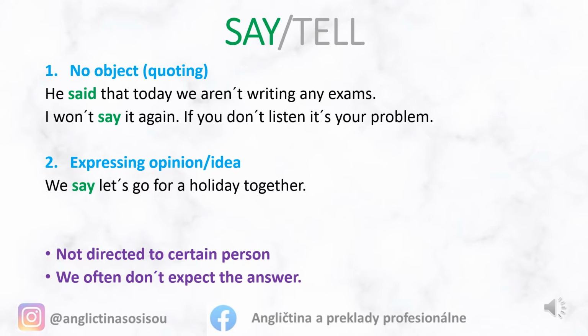So, in conclusion, when we use say, these sentences are not directed to a certain person, and we can say that we don't expect the answer because the sentences are not directed to a certain person. There is nobody who would reply to us.